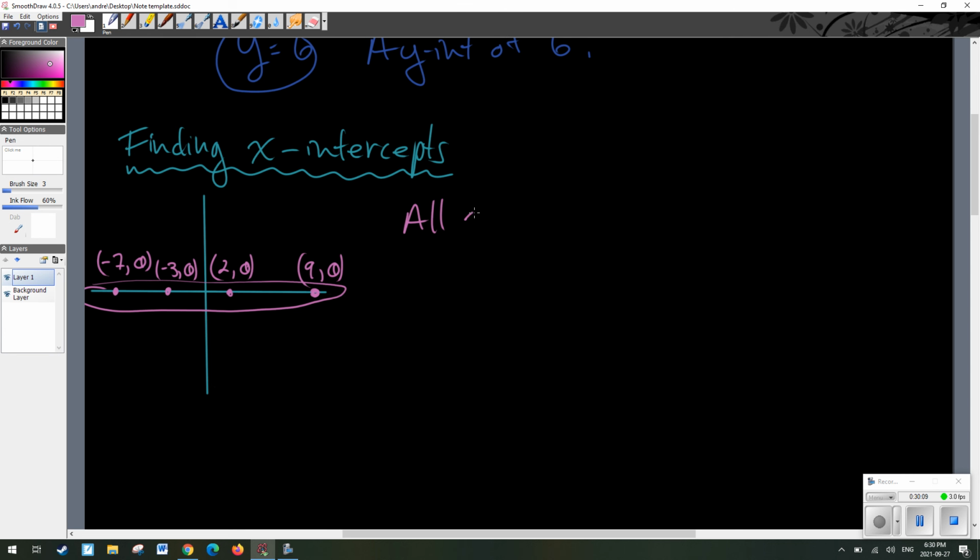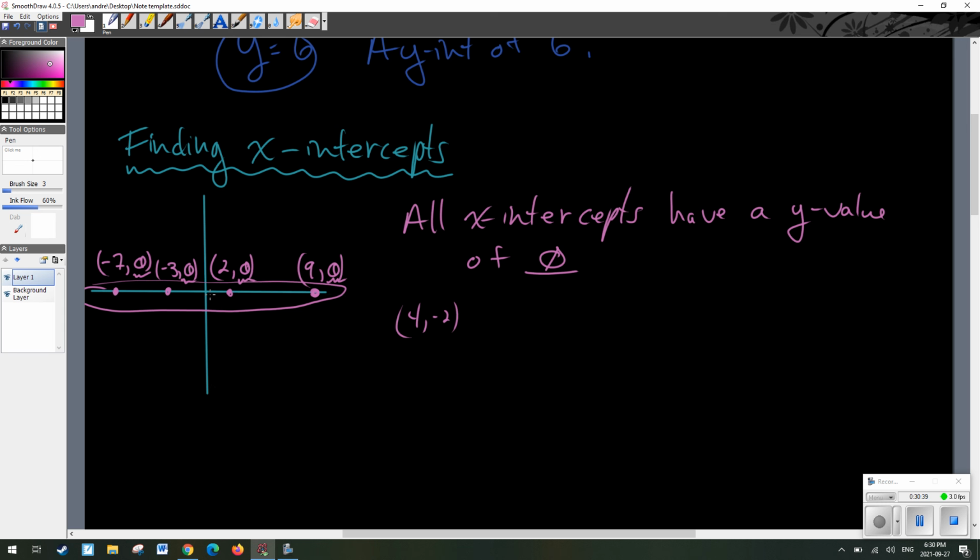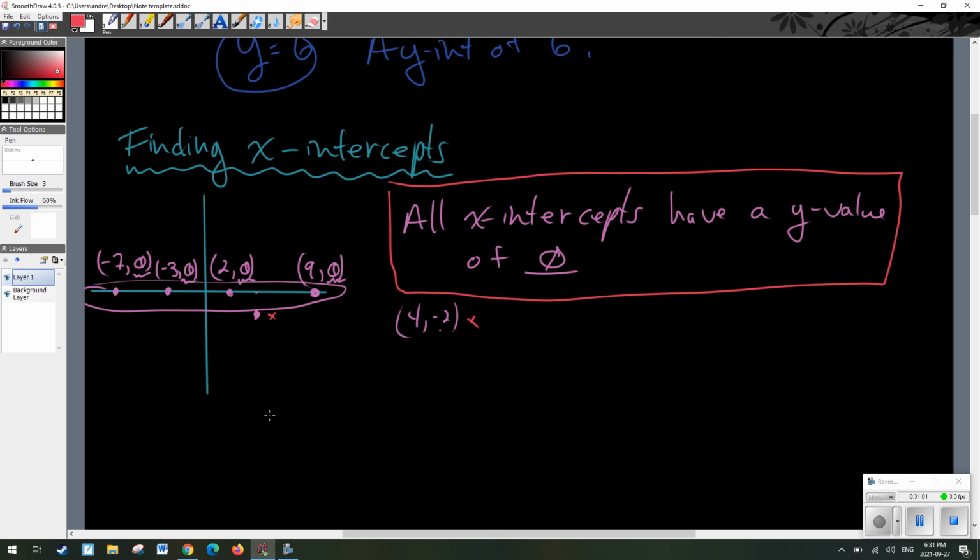Well, all x-intercepts have a y value of 0, right? There's my y value of 0, there's my y value, there's my y value, there's my y value. And if you say, oh no, my x-intercept, excuse me, is 4, -2, well, if I went over 4, as soon as I look at this y-coordinate, if it's anything other than 0, I'm moving off the x-axis. So this guy would be down here, and clearly that is not an x-intercept, right? So that one wouldn't qualify. So what's key is that all x-intercepts have y values of 0.